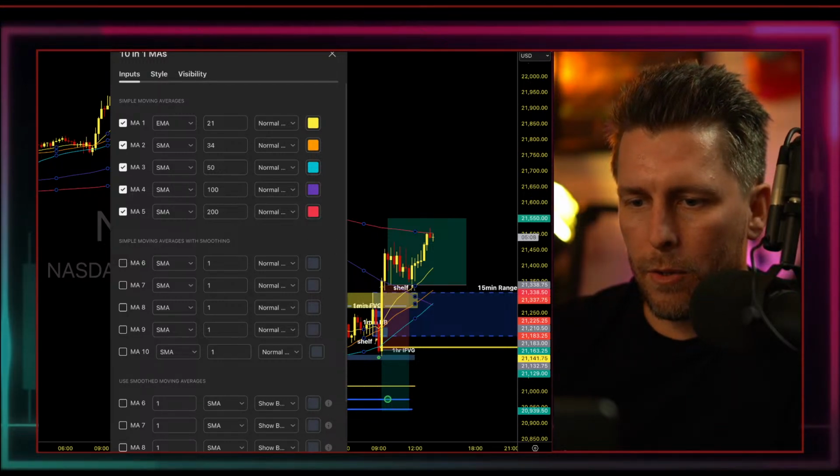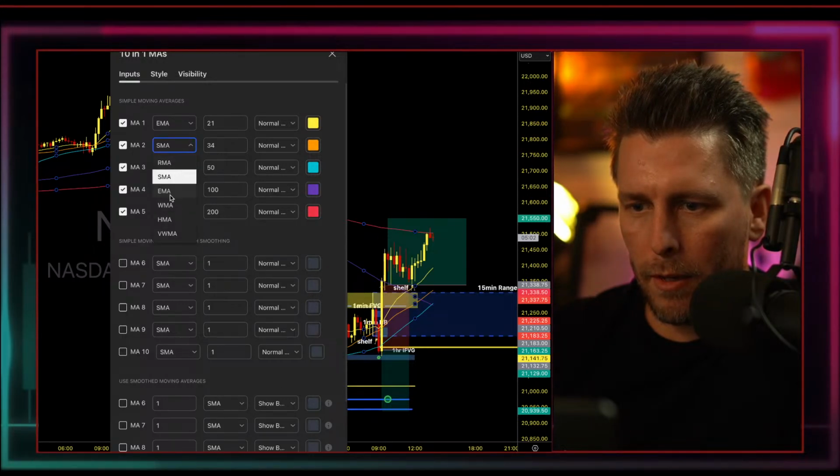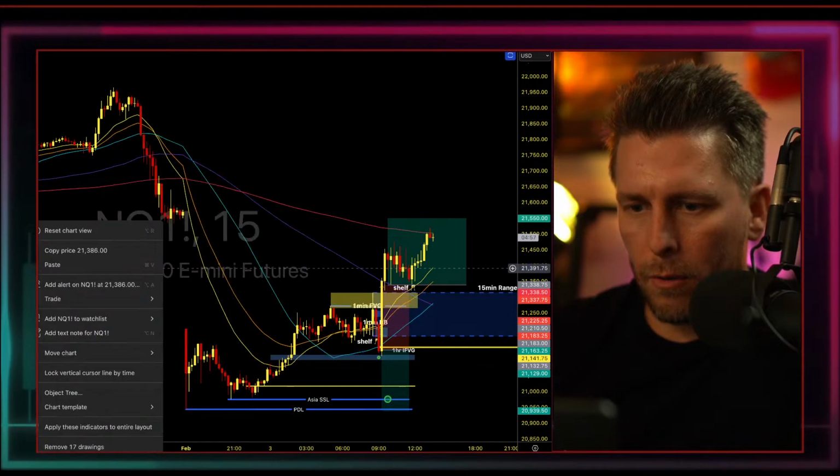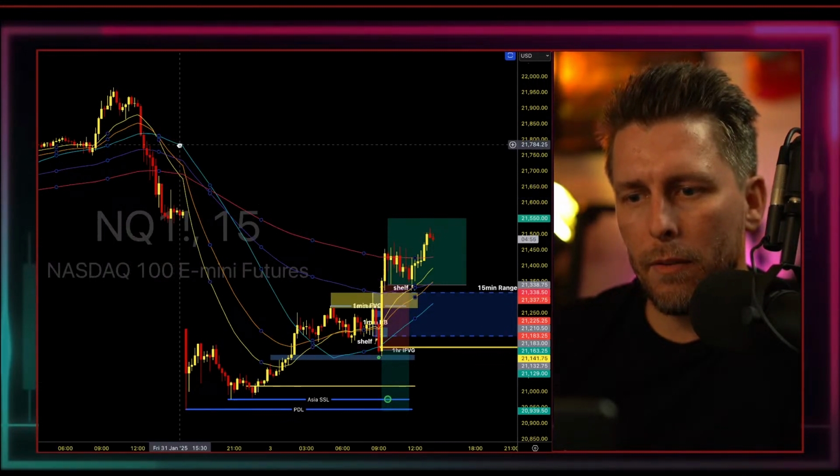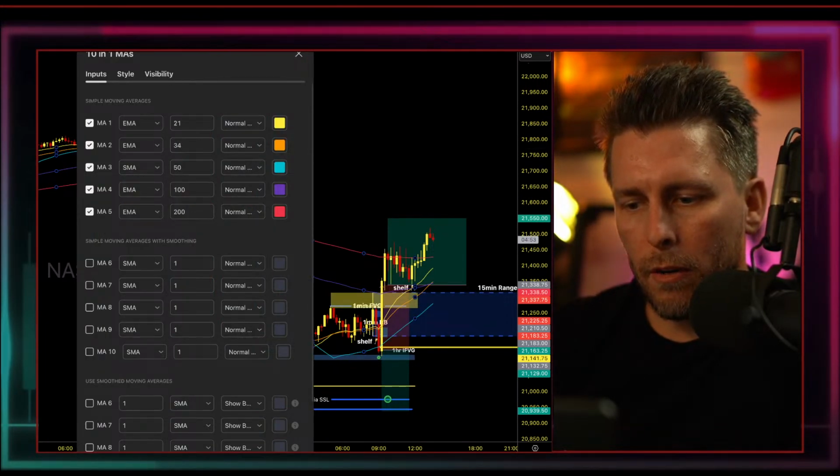And okay, so this is simple moving average. Not really what I want. I wanted EMAs on these. We're going to change these to EMAs, so they move just a little bit faster. Did I just not save that? I swear. Okay, here we go.